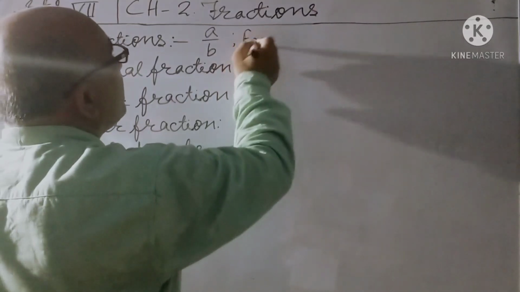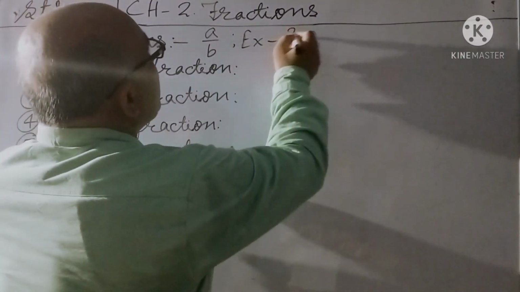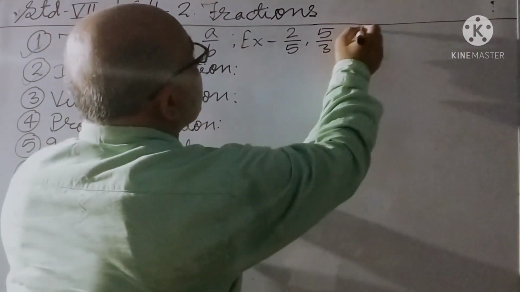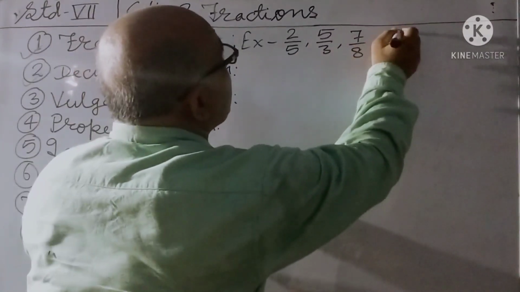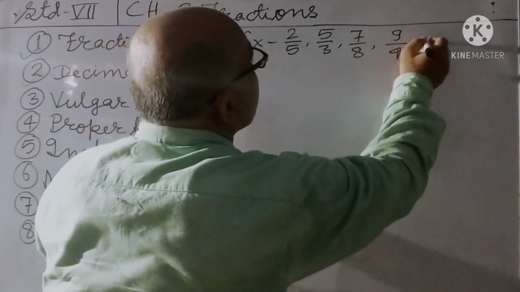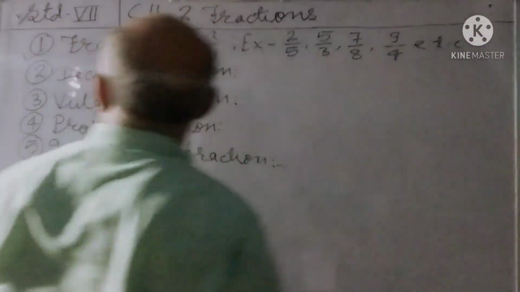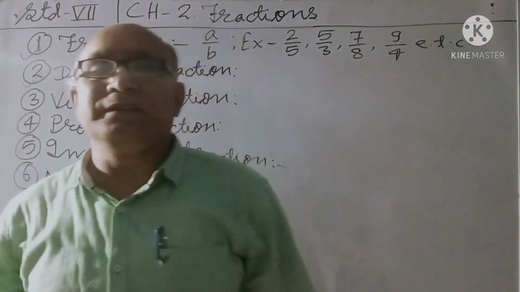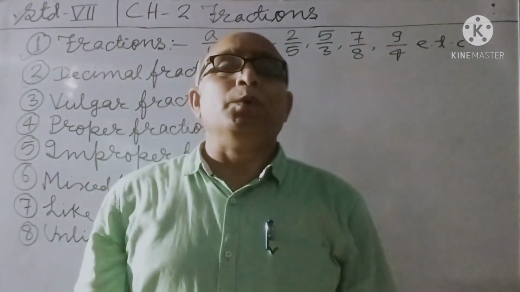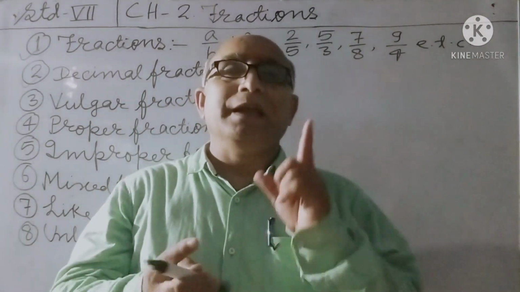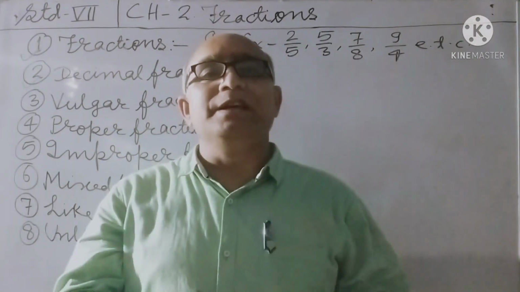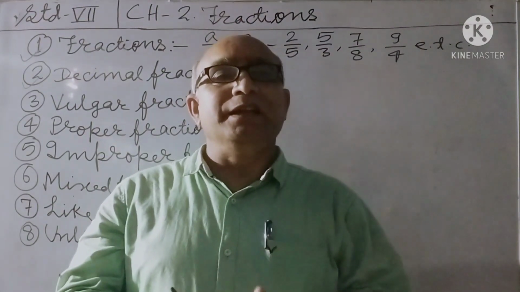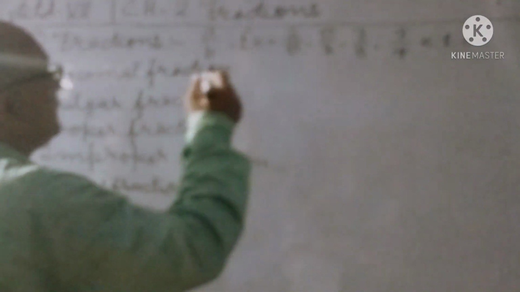Example of some fractions: 2 by 5, 5 by 3, 7 by 8, 9 by 4, etc. Second term is decimal fraction. A fraction whose denominator is any of the numbers 10, 100, 1000, 10,000, etc. is called a decimal fraction.